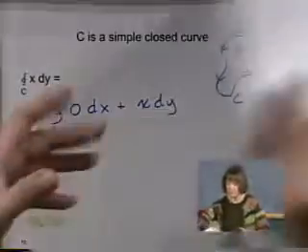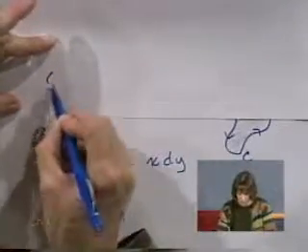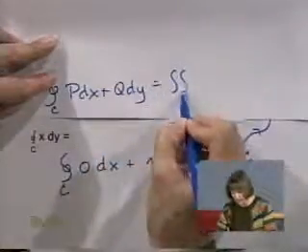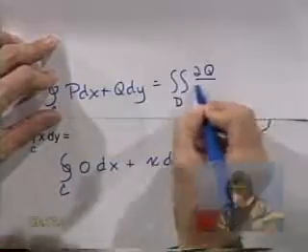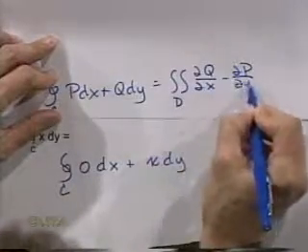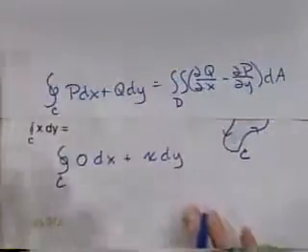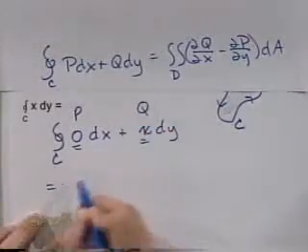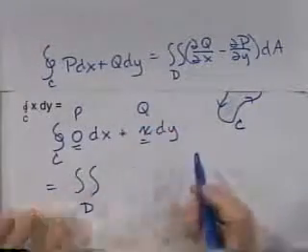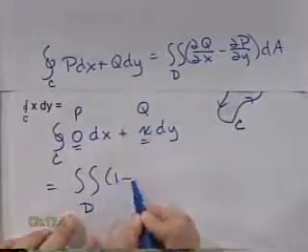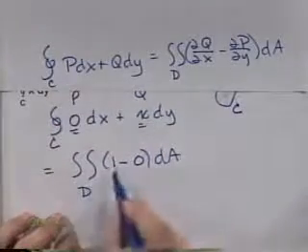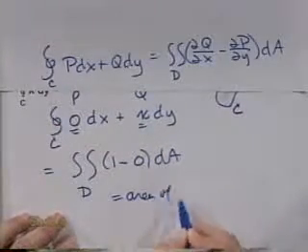Now remember, Green's theorem says, we'll just put that right here, it says that the integral along the curve of p dx plus q dy is equal to the integral over the area of partial of q with respect to x minus partial of p with respect to y dA. Now, keeping that in mind, notice this is my p and this is my q. So this is equal to the integral over the area of partial of q with respect to x is 1, partial of p with respect to y is 0, dA. This gives me 1 dA, gives me the area of the region.